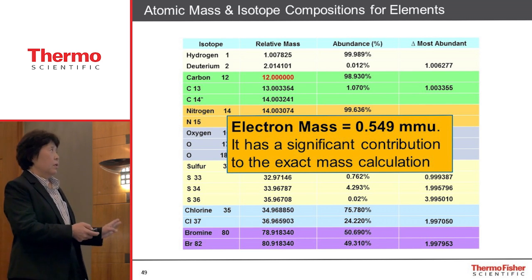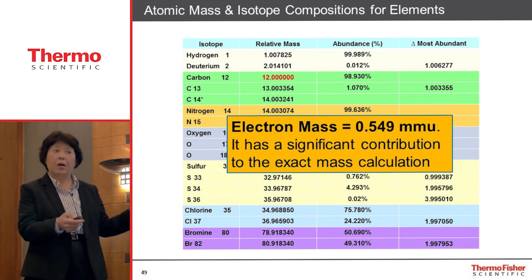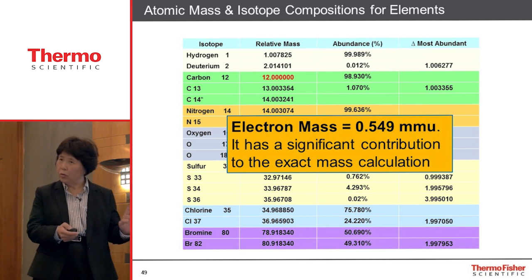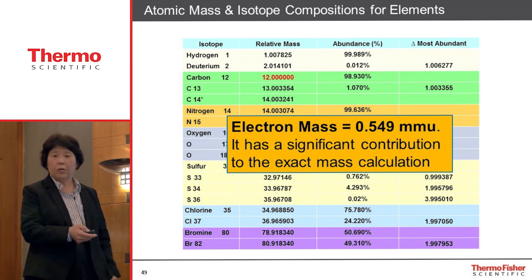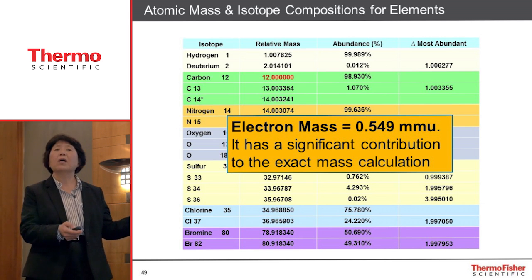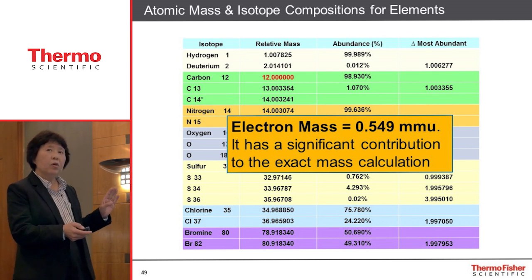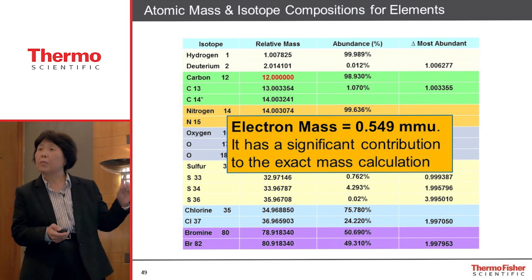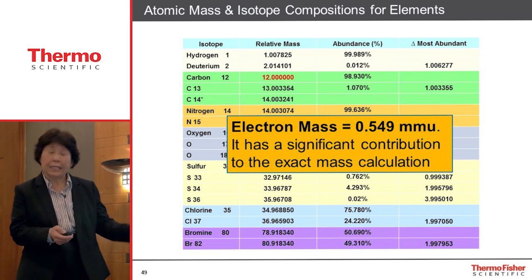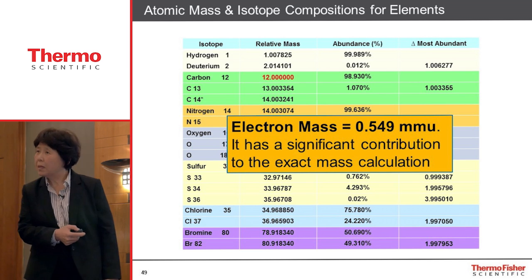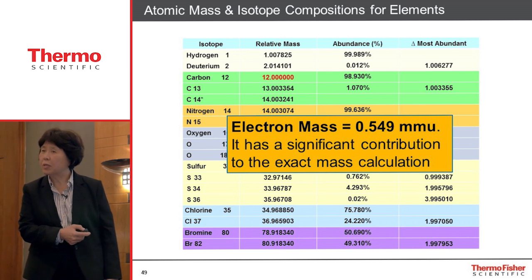Also, electron mass, right? Normally we don't think about it, but it's very important when you try to do your exact mass calculation. So for those hair-splitting details, it's not our concern normally. But when you try to figure out the unknown structure of your extractable or leachable, the first thing you need to do is try to determine the right elemental composition. Those are the exact information you need, and that information can only be obtained by high-resolution mass spec.